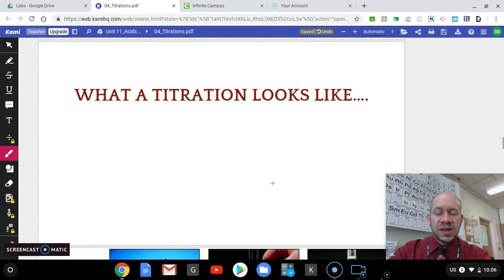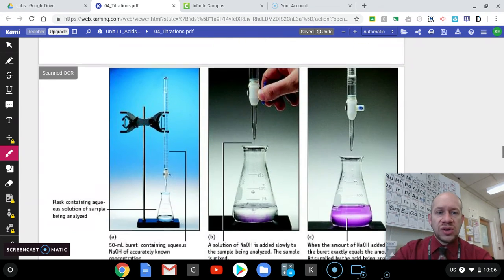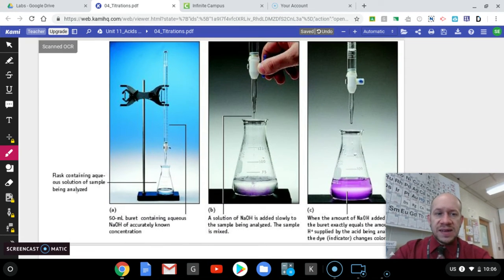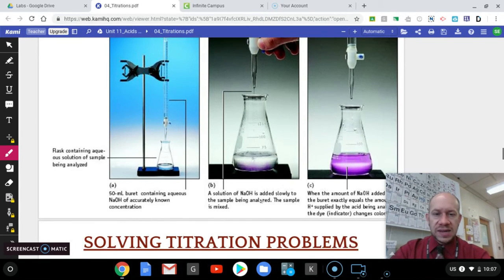So what a titration looks like, we're going to do one in class, but here's a picture so that you have an idea. This is a flask containing an aqueous solution of a sample being analyzed, so that's either an acid or a base. Then we have a burette, which are usually 50 mL, containing the sodium hydroxide. So in this case, the acid will be in the bottom. Then the sodium hydroxide is dropped into here, and notice we get that color change. And we will continue adding sodium hydroxide until the color remains a different color. And that's how we know that we've reached neutralization, or the endpoint. Then we will take the volume of our base and determine the concentration of our acid.